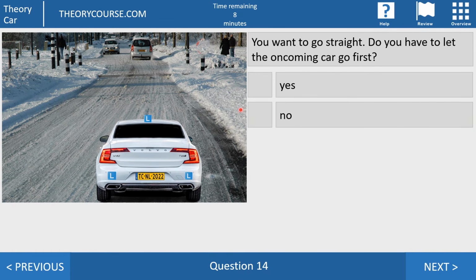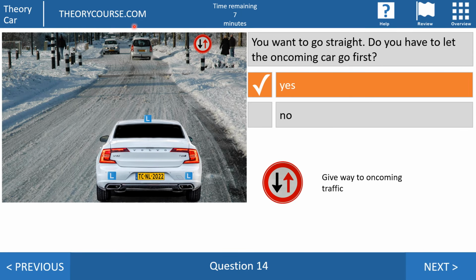Then the next question, question number 14, you want to go straight again. Do you have to let the oncoming car go first? And in this case, the right answer is yes, because now you have the round sign, and the round sign is this one. And this one means you have to give way to oncoming traffic. So in this situation, you have to wait till the gray car has passed. Then you can go.